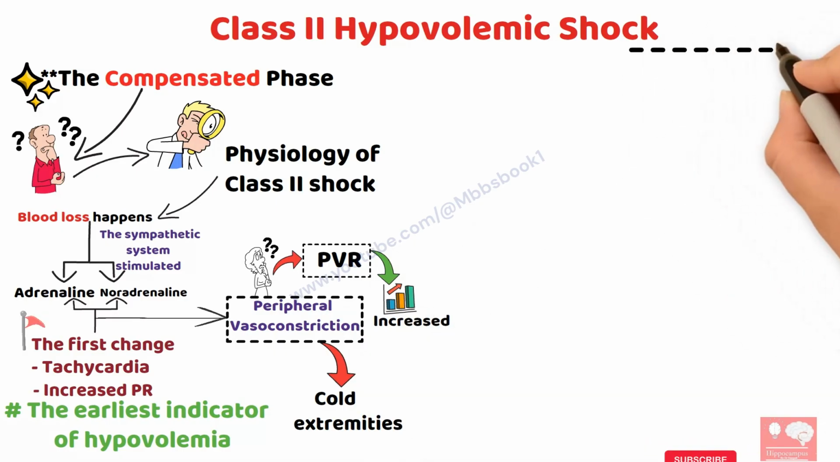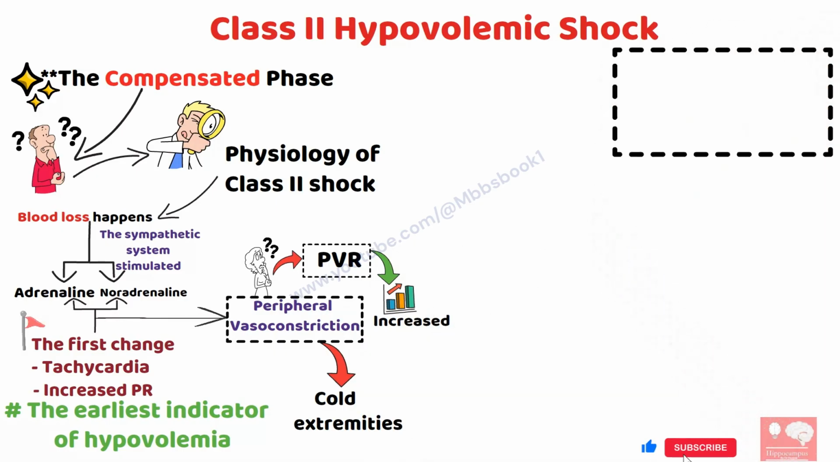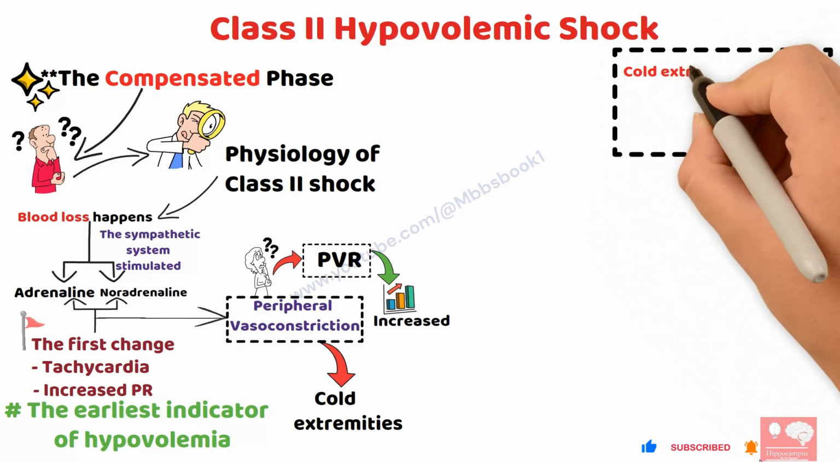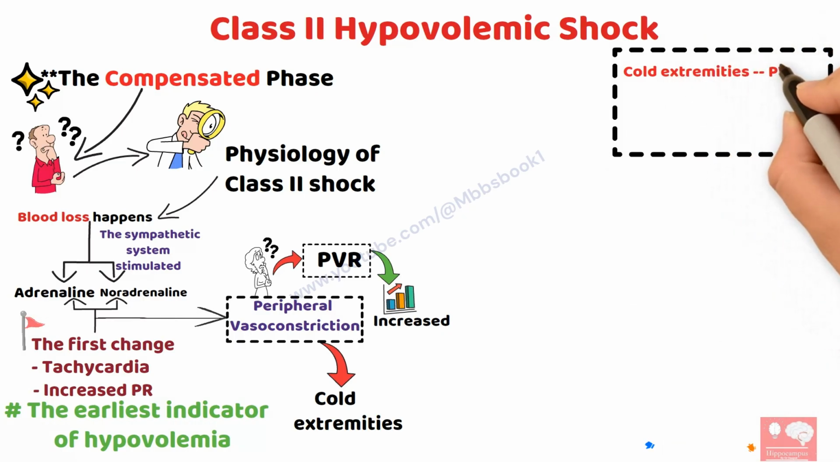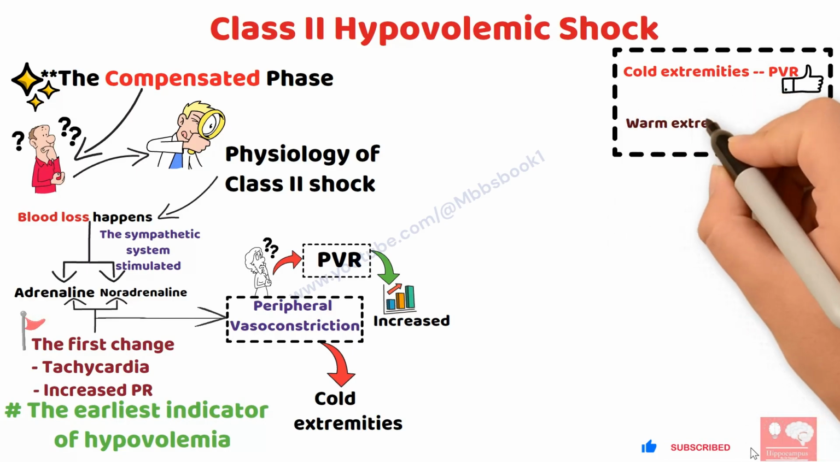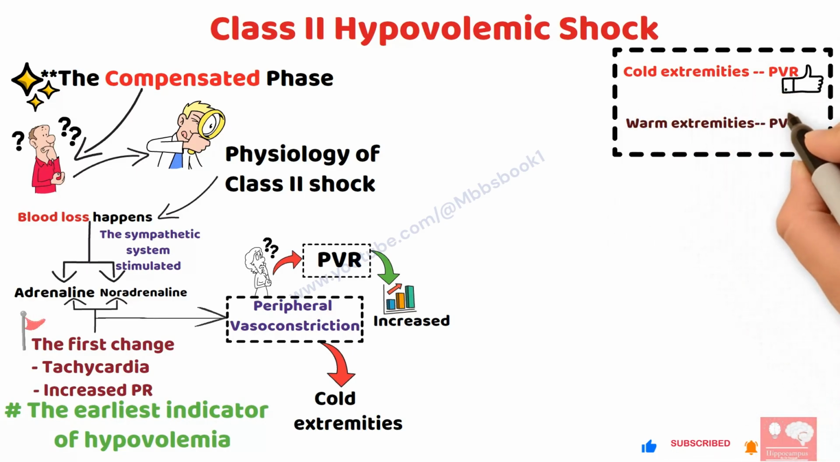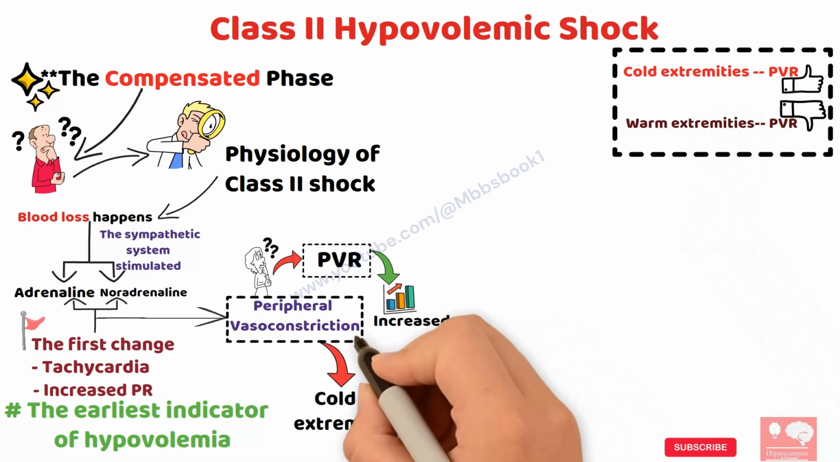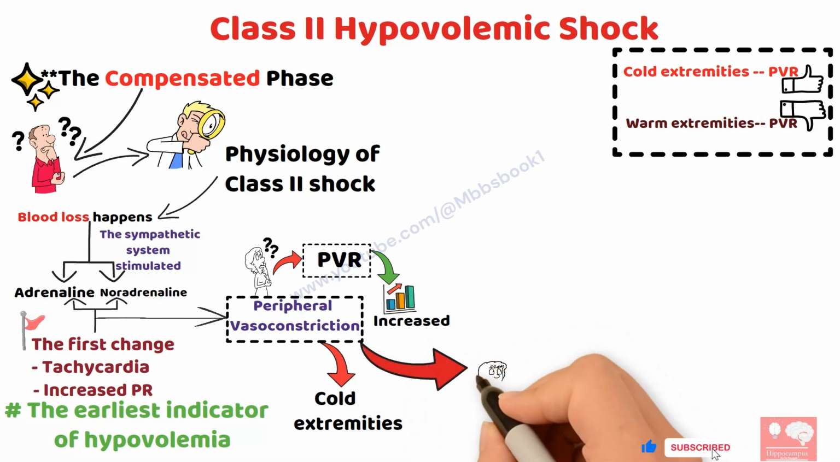So a simple rule is any shock with cold extremities, the peripheral vascular resistance increases. And any shock with warm extremities, the peripheral vascular resistance is going to decrease. Okay. Now, why is the body causing peripheral vasoconstriction?